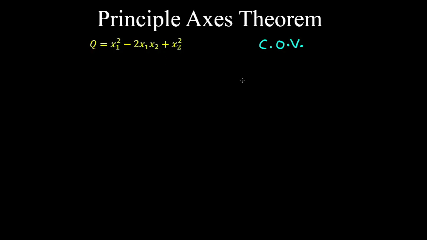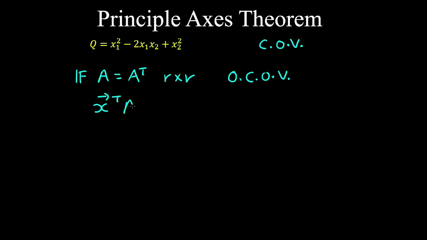So essentially, if a matrix A is a symmetric R by R matrix, then there is an orthogonal change of variable that transforms the quadratic form, being x transpose A x, into another quadratic form, being x dash transpose by a diagonal matrix by x dash. So we're changing variables from x to x dash.